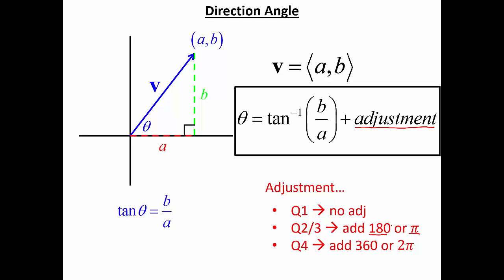Just remember, if you're in quadrants 2 or 3, the x-axis is 180. If you're in quadrant 4, the x-axis is 360. All you're ever doing is adding the x-axis. In quadrants 2 and 3, the x-axis is 180. In quadrant 4, the x-axis is 360. That even works in the first quadrant. In the first quadrant, the x-axis is 0. The adjustment is 0.